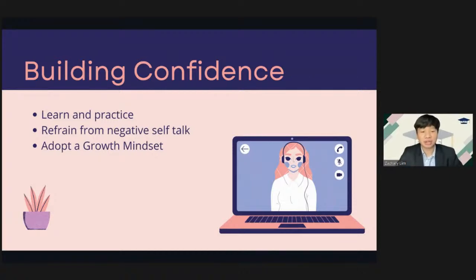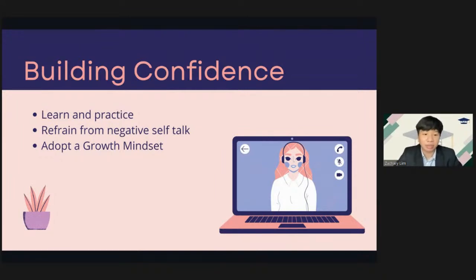So just acknowledge that you've made it to this point of the selections. Interviews are usually the last 2 stages. Group interview is the second last, and your individual interview is the last stage of your selections. So you've really come so far. Don't tell yourself that you're not good enough, because you are definitely good enough to even reach that stage. So yeah, refrain from negative self-talk.